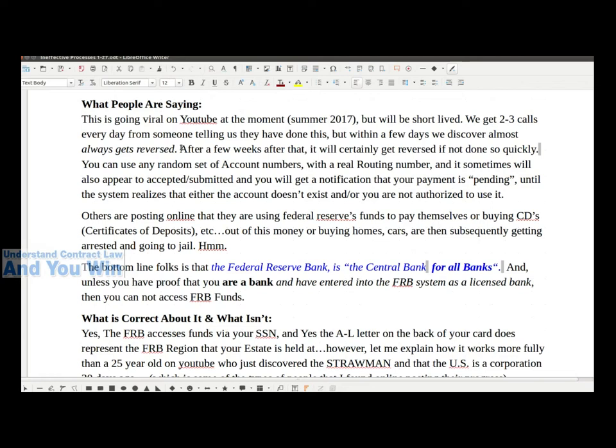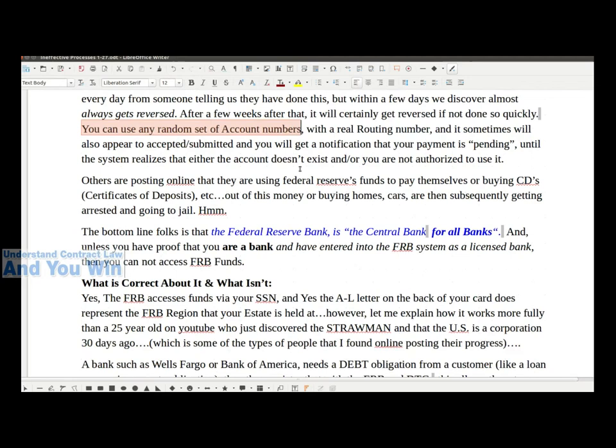You can use any random set of account numbers with a real routing number, and it sometimes will appear to be accepted or submitted, and then you will later get a notification that your payment is pending, until the system realizes that the account doesn't exist or that you're not authorized to use it. Let me explain this. If you use a real routing number and a random set of numbers as an account number, maybe that account number is somebody else's account number. The routing number is real. The account number is real. So it's pending. However, when they find out that the account number is not your account number, they reverse it, or the pending does not go through to conclusion.